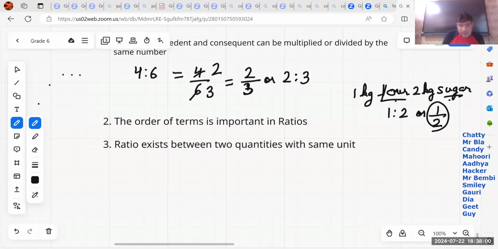This is chapter 8. So the order of terms matters, and the unit of both terms has to be the same in a ratio. So then the next 2 points.